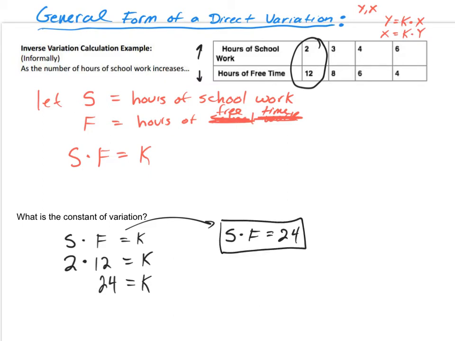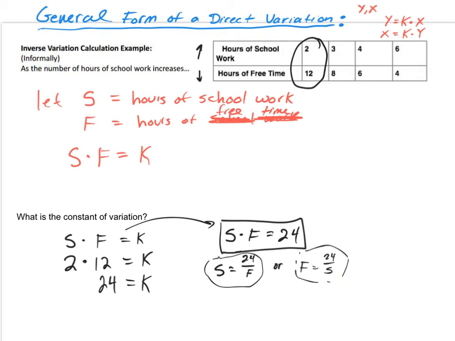We could also solve this for either S or for F. If we solve for S, we divide both sides by f, and we get 24 divided by f. Or if we divide both sides by s, we get f equal to 24 divided by s. So these are two ways that we could write this relationship. S is equal to 24 divided by f. F is equal to 24 divided by s.